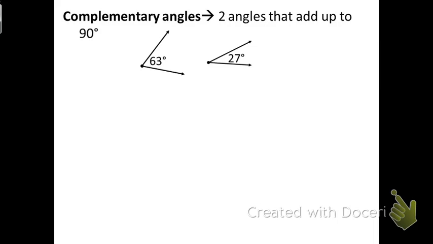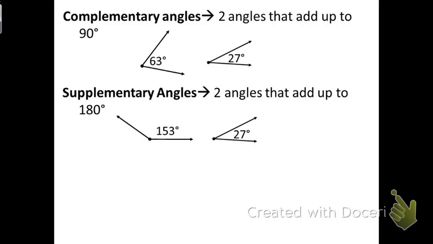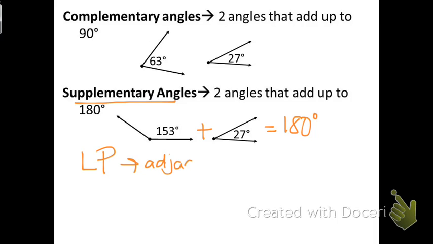Complementary angles are two angles that add to be 90 degrees. So if we added these two angles, it would be 90 degrees. Complementary angles do not have to be adjacent. Supplementary angles are two angles that add to be 180. So if we add those angles, it should be 180 degrees. And the big difference between supplementary angles and a linear pair is that a linear pair has to be adjacent. They have to be next to each other, where supplementary angles do not have to be next to each other.